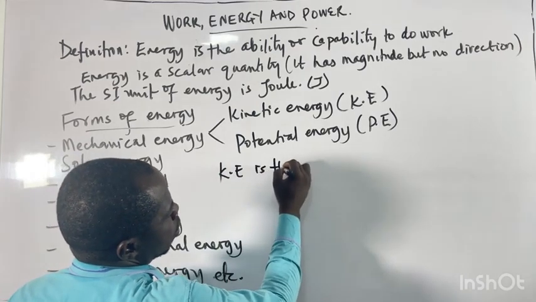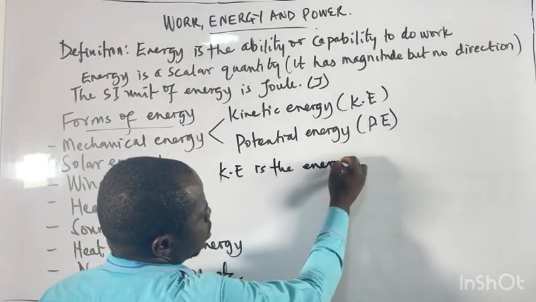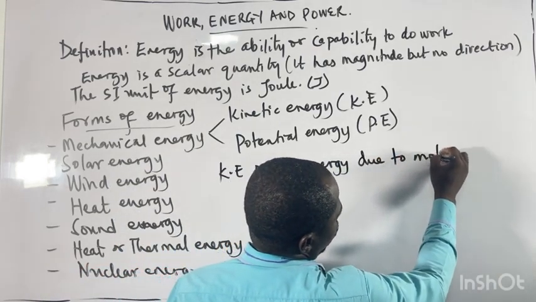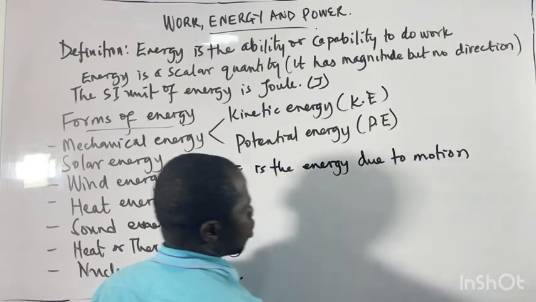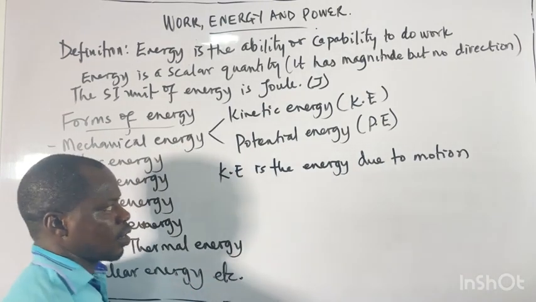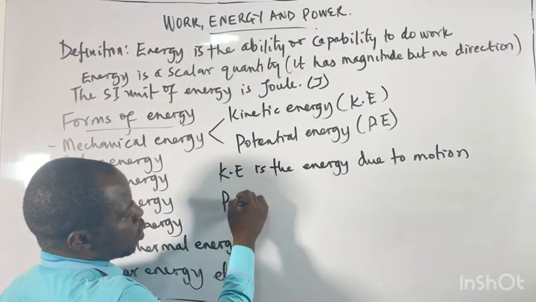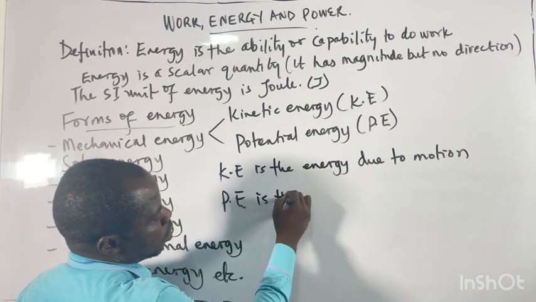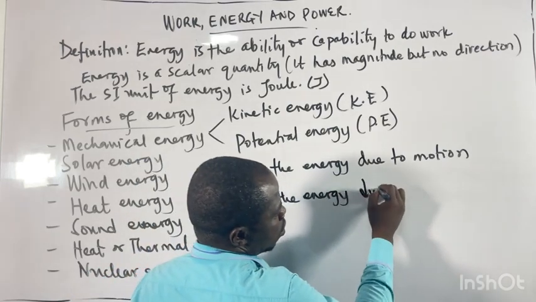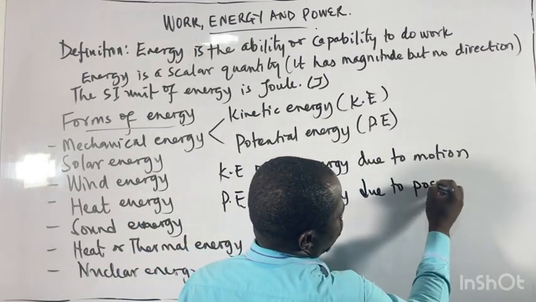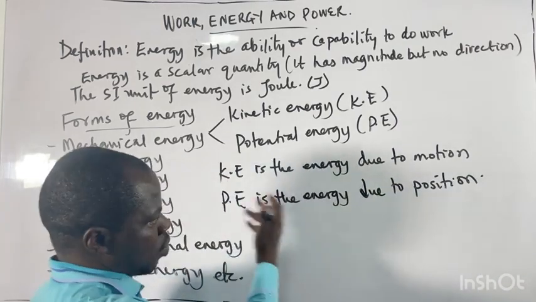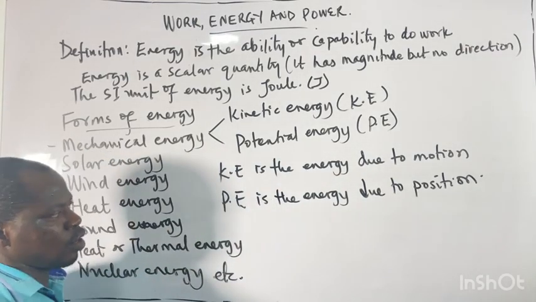So when you talk about kinetic energy, it is the energy due to motion. When an object is subjected to motion, we are talking about kinetic energy. And while we have potential energy, it is the energy due to position. Energy due to position, and that is potential energy that we need to know.